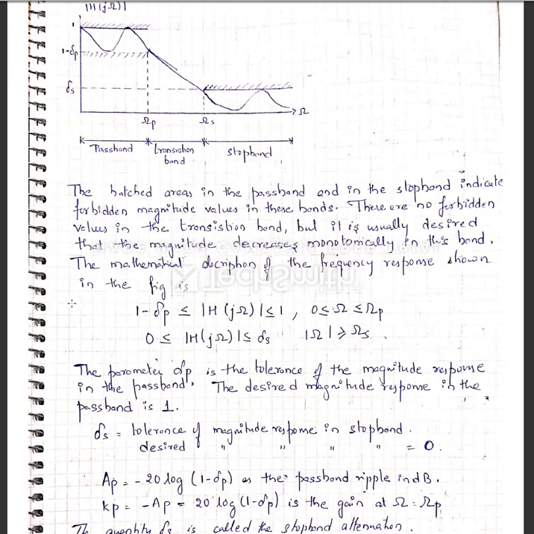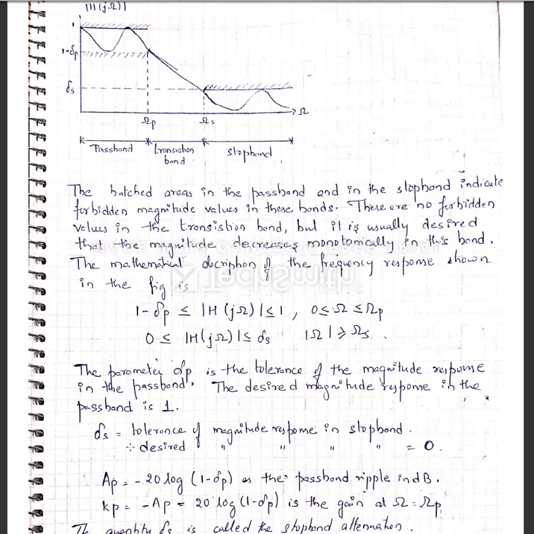So you can see here the mathematical description of the frequency response. If we have to represent this mathematically, how would we do it? H of j omega, the magnitude of the frequency response, will lie between 1 minus del p and 1 when omega is between 0 and omega p. And it is between 0 and del s, that is, greater than 0 but less than del s, in this particular region when omega is greater than the stop band frequency.